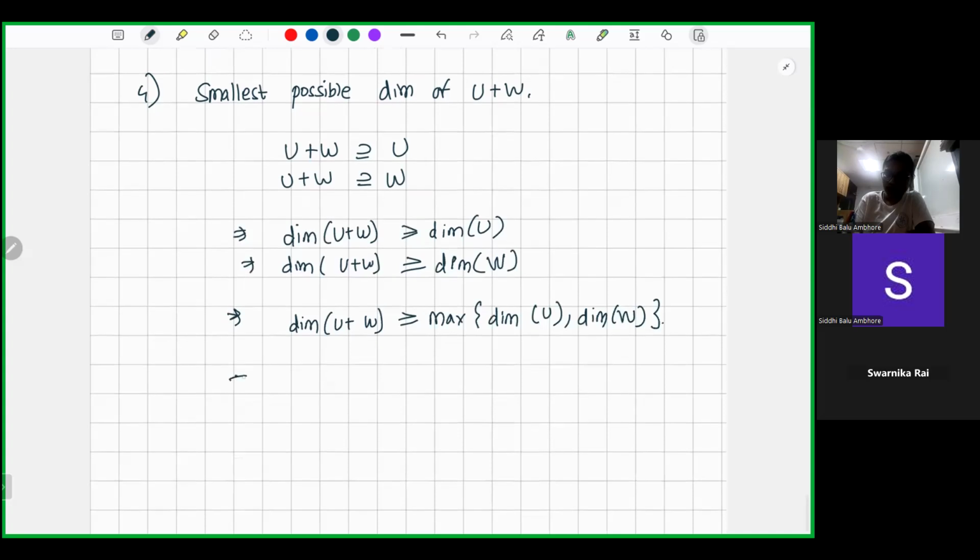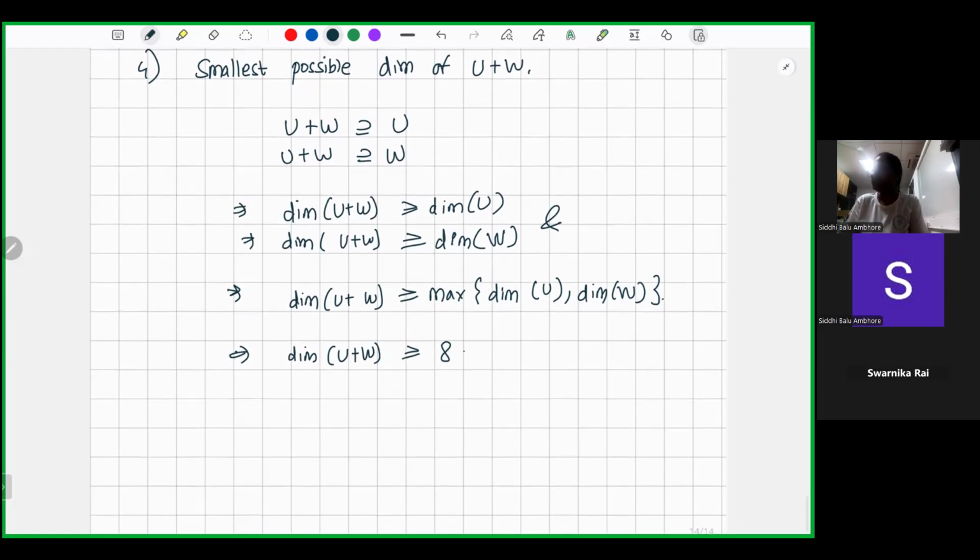So in this case, therefore, dimension of U plus W will be greater than or equal to the maximum of 7 and 8, which is 8. Because it has to be greater than or equal to both of these. This is 'and', so it has to be greater than or equal to the maximum of both. So that's it. And then next question.